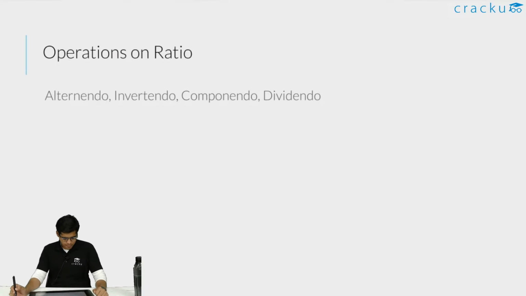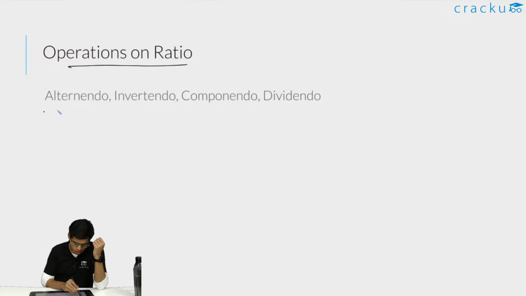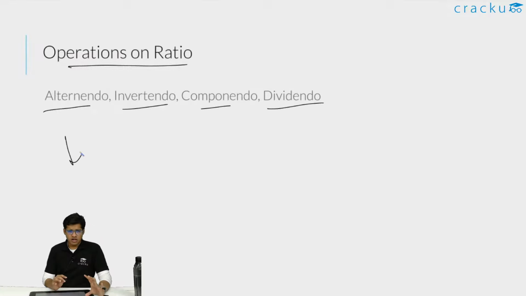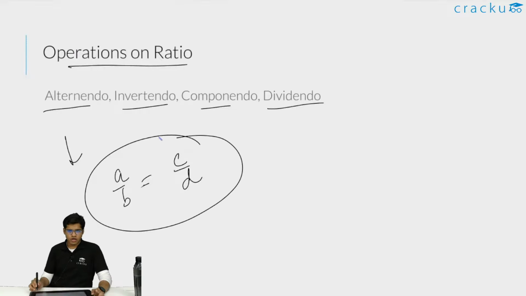Let's move to the next topic. Operations on ratio. The operations are alternando, invertendo, componendo and dividendo. So alternando. Say a by b equals c by d. Let's say this is the ratio given. Alternando means I can alternate these terms.